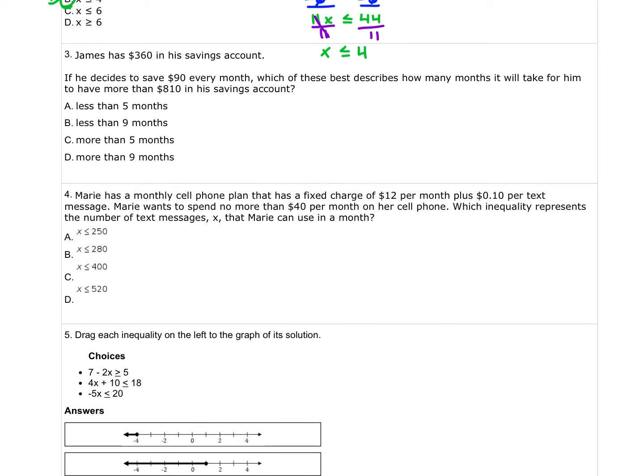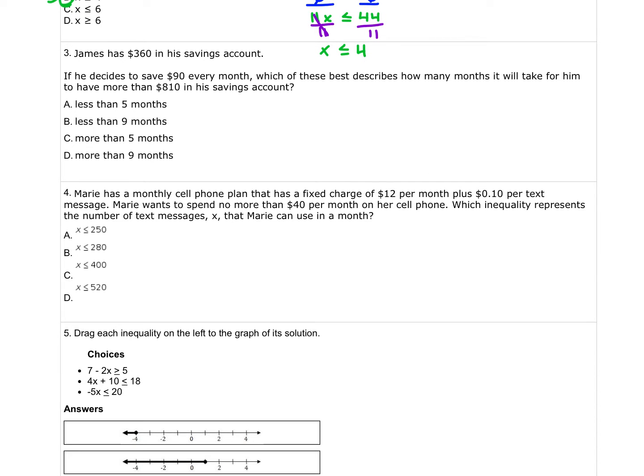Number 3, James has $360 in his savings account. If he decides to save $90 every month, which of these best describes how many months it'll take him to have more than $810 in his savings account? So he starts with $360. He's adding $90 every month. And we want to see what it takes to get more than $810.